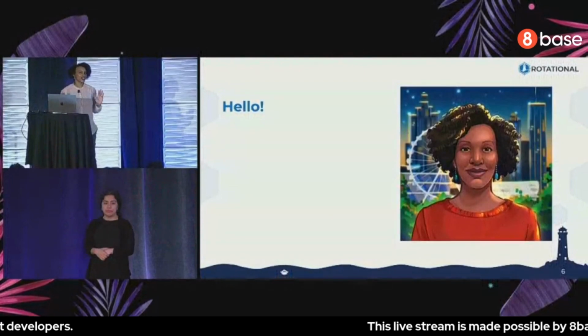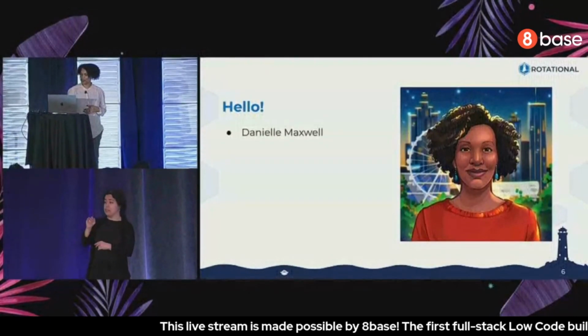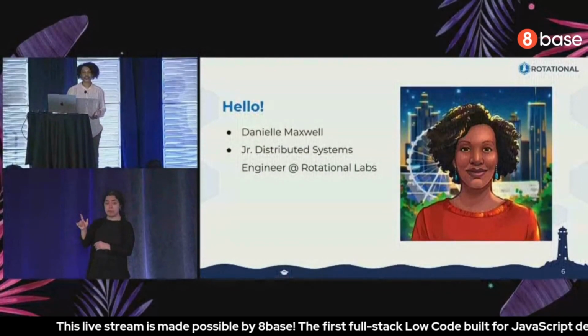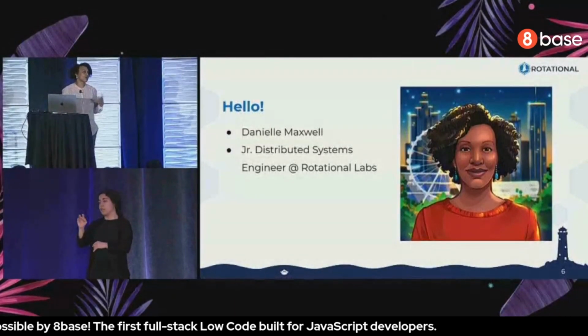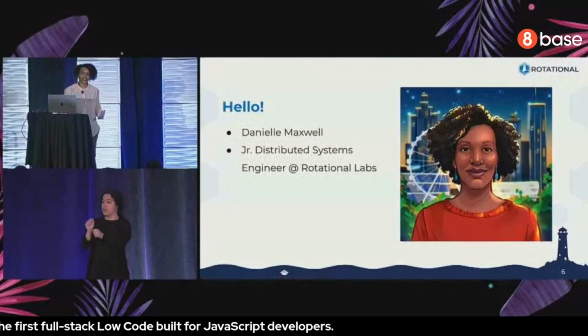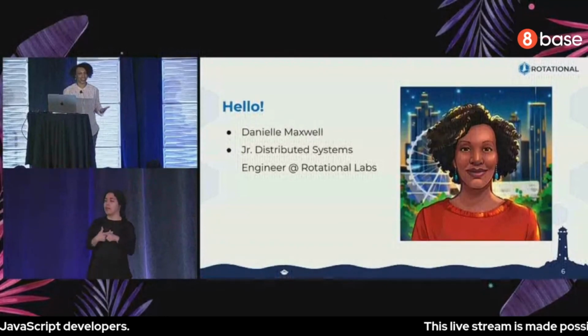But first, just a little bit about me. My name is Danielle Maxwell, and I'm a junior distributed systems engineer at Rotational Labs. And so I work with React on the front end, I work with Go on the back end. So I guess that makes me a full stack developer.